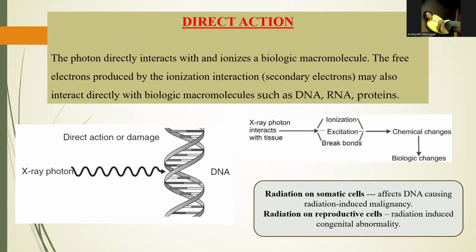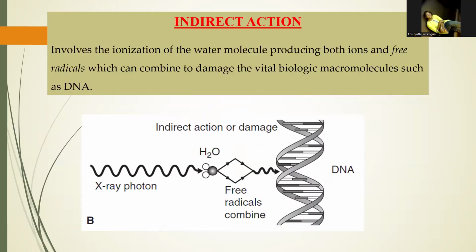So direct action, as I said, directly interacts with the DNA, RNA, or proteins, the biological macromolecules. It can cause changes, mutations, or chromosomal aberrations in the DNA, and further cause effects on the somatic cells and the reproductive cells, which could be a congenital malalignment or congenital abnormality, and some radiation-induced malignancies.